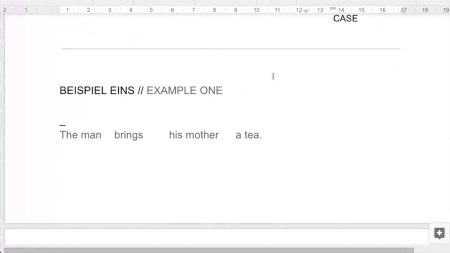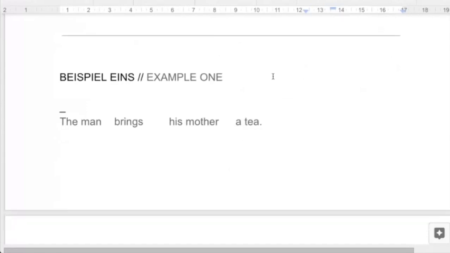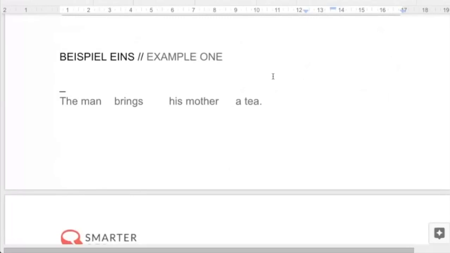Let me give you a few examples. The first example, I want to work with the sentence, the man brings his mother a tea. You can already try to put that into German in your head.